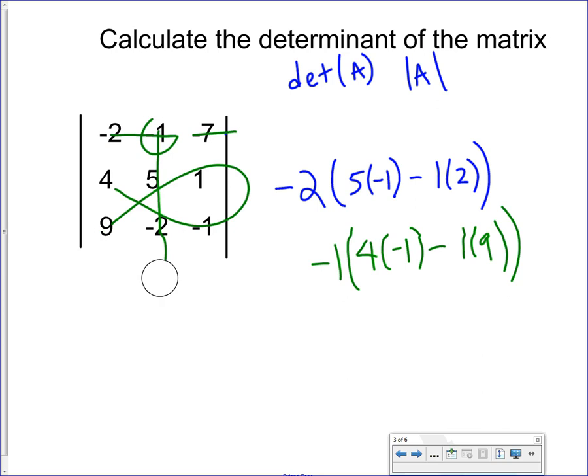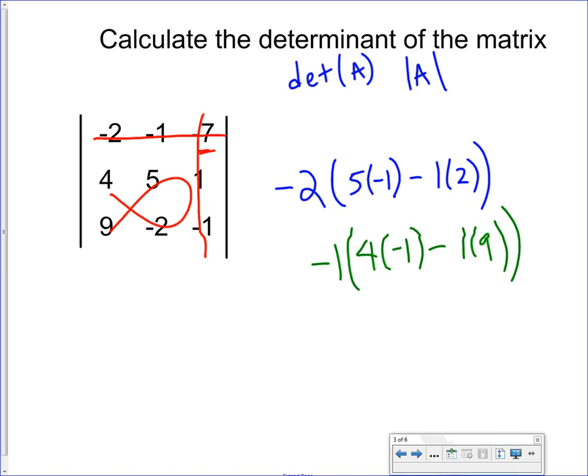And then we'll do one more piece. Now we're going to work with the -7. Ignore that row, ignore that column. And with the minor matrix that's left over, criss minus cross. So -7 times 4 times -2 minus 5 times 9.